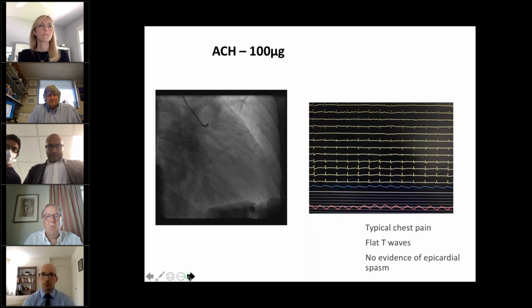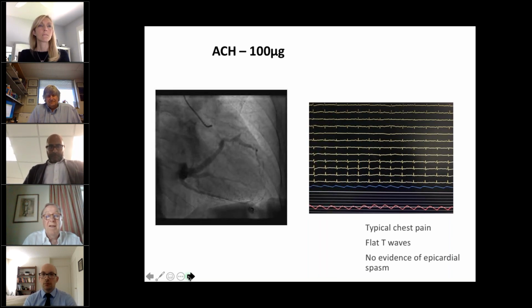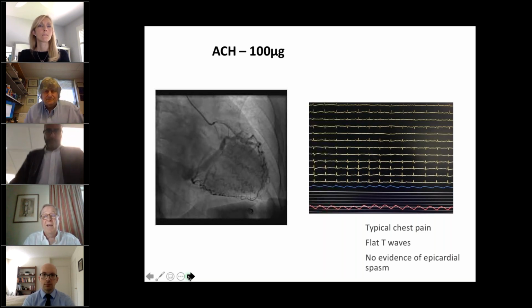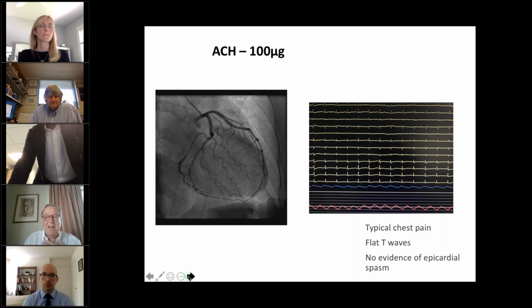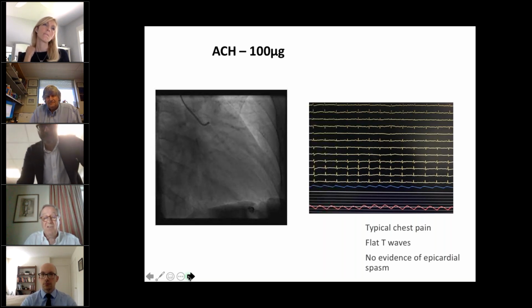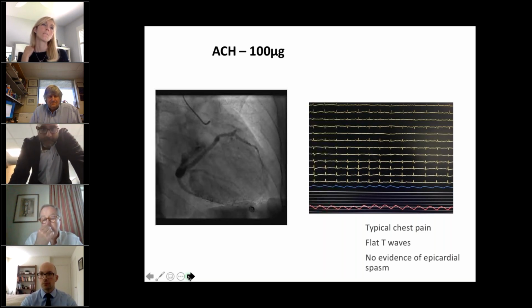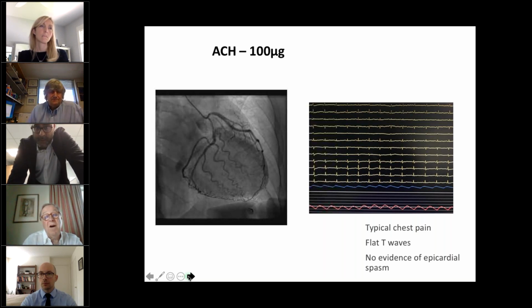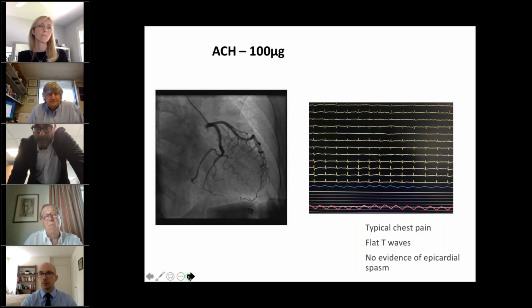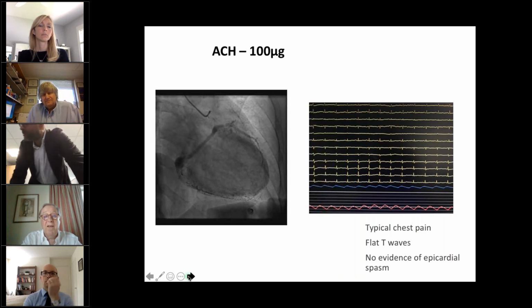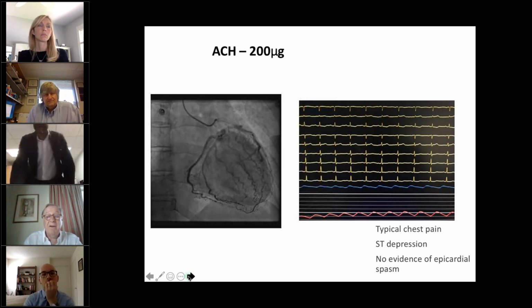Next, please. So we move up to the next dose, 100 micrograms, and the patient starts to feel chest pain. And she said, "Doc, this is the same kind of pain I feel at home." And the T waves get flat, but there is no evidence of epicardial spasm. So if the patient had classic epicardial spasm, you would see a focal reduction of the diameter of the coronary arteries equal to or more than 90%. You can see here that the coronary arteries are not vasoconstricted, are not spastic. Next, so we move to the last dose of 200 micrograms.